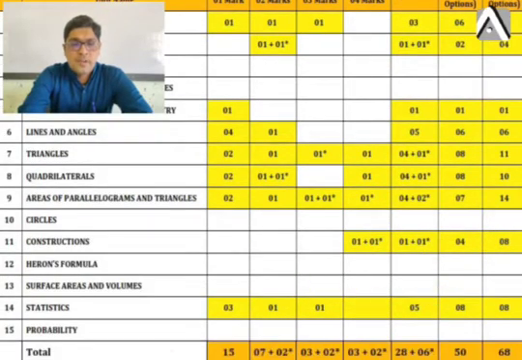Then the 14th chapter, the last chapter of the syllabus, is Statistics. The total weightage of this chapter is 8 marks, the same with option and without option. There is no optional question from this chapter. There will be one 3 mark question, one 2 mark question and 3 objective questions from that.